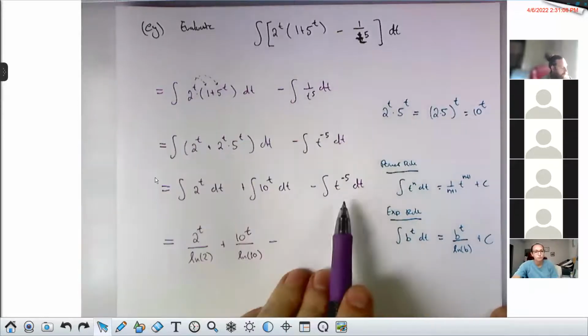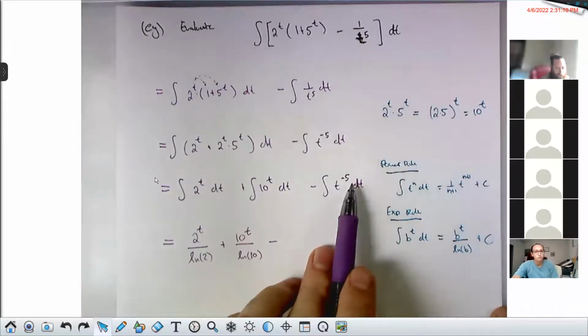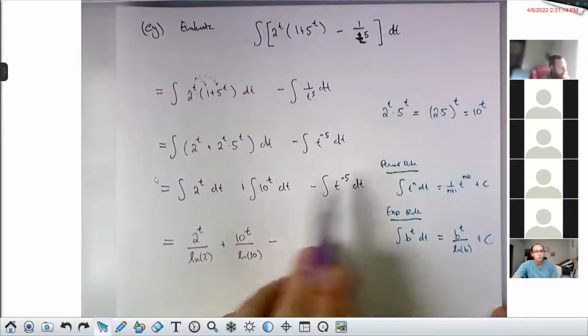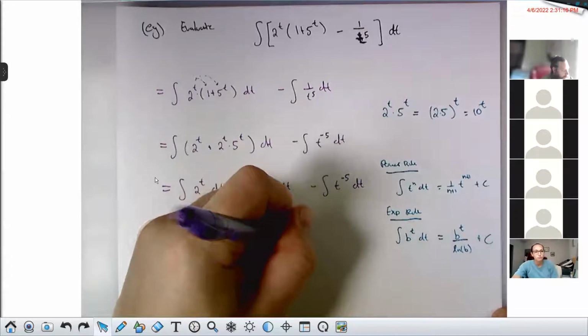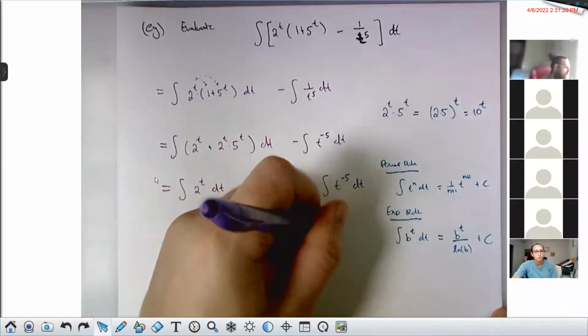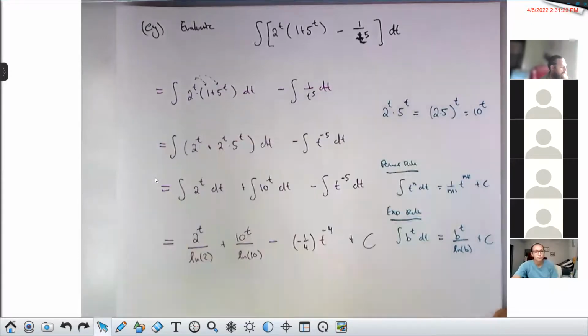minus the integral of t to the -5. We have to add 1 to that power. -5 plus 1 is -4. So this is going to be -1/4 t to the -4. And then I'll write my big plus c at the end here.